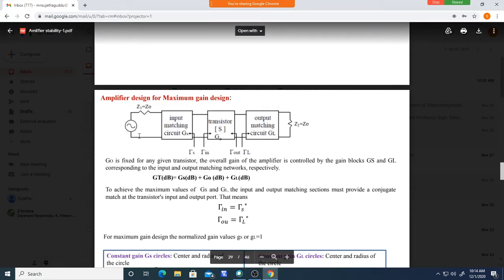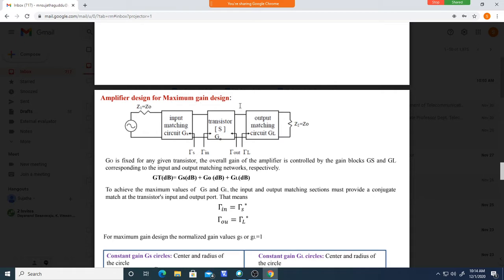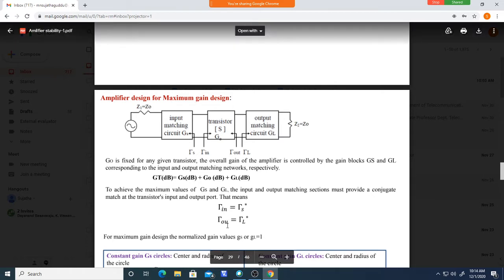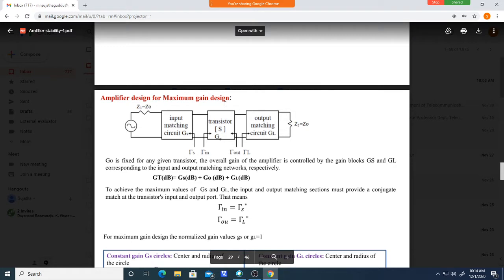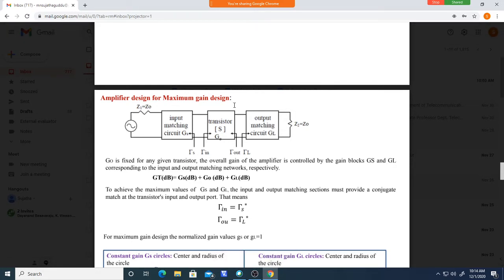Okay, so here, amplifier design for maximum gain design. Hello, is it audible? Hello. Yes, ma'am. Okay, see, amplifier design for maximum gain design.